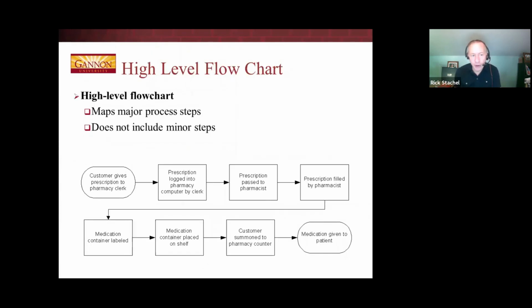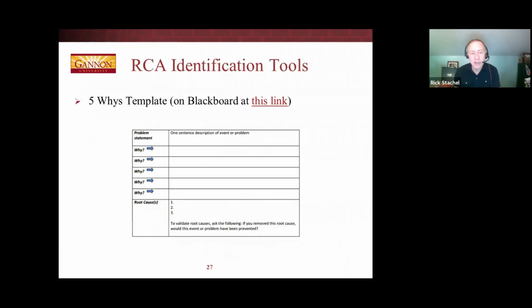Of course, we went through high-level flow charts, but this is an example of one: a customer giving a prescription to a pharmacy clerk, logged into the pharmacy computer by the clerk, prescription passed to the pharmacist, filled by the pharmacist, medication container labeled. So it has nothing underneath it. It's just a regular process that's high level. It's not going into a lot of detail, not a detailed process chart.